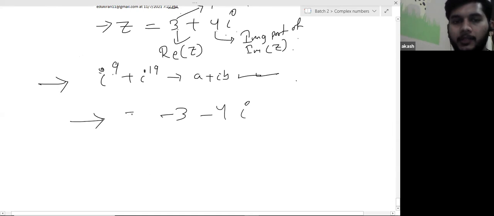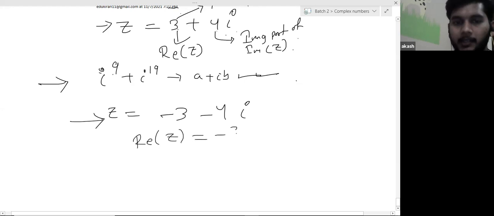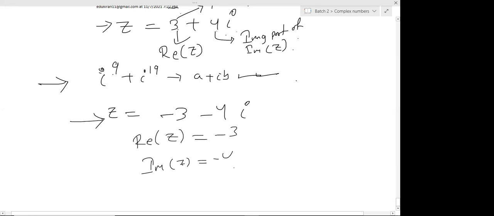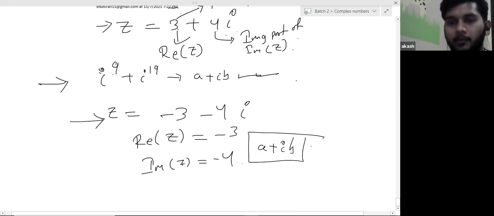What is the real part of Z? What is the imaginary part? Minus 3. We'll write this as real part of Z is minus 3 and imaginary part of Z is minus 4. Absolutely right. Now any number can be converted into this form A plus iB. Always write a complex number in this form: some number plus some number with I.